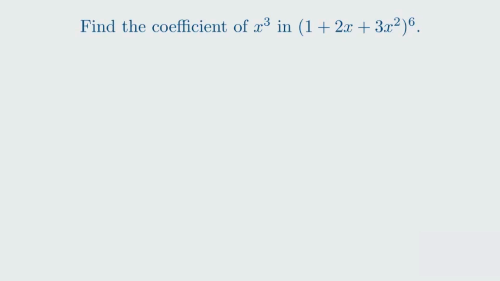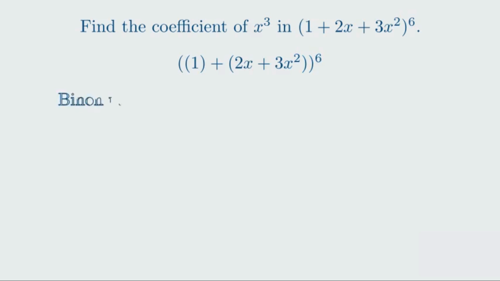One way to approach this is to rewrite the expression as a binomial. Let's group the terms in the parenthesis. We can write it as the quantity 1 plus (2x plus 3x squared), all to the 6th power. By treating 1 as one term and 2x plus 3x squared as the second term, we can use the standard binomial theorem. Let's recall the binomial theorem.